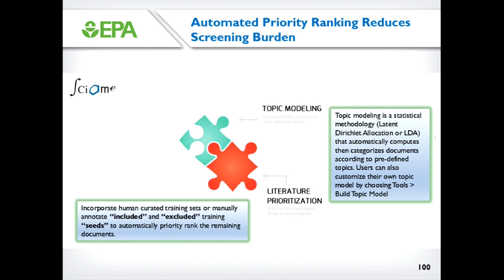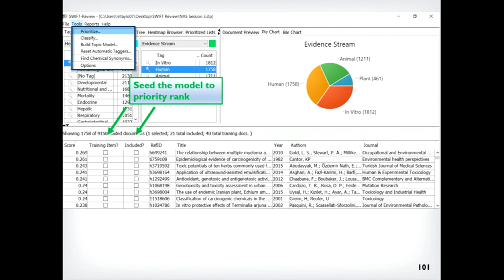Can incorporate human-curated training sets. So you can bring in a training set of documents that you know are going to be included or excluded, or you can go ahead and manually tag as you go if you don't know. So this is an example of how you would go about training your model.